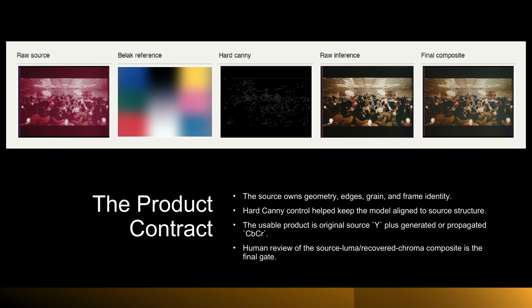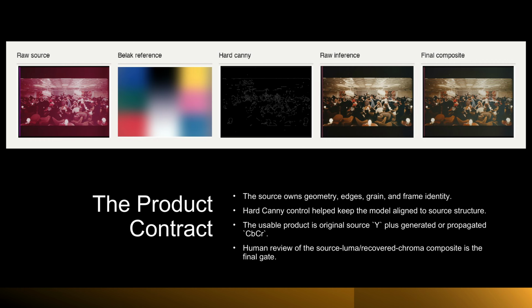This lineage board is the contract of the workflow. Source, structural control, raw inference, and final composite. The source has to own the geometry, the edges, the grain, and the frame identity. The model is not allowed to become the owner of the image. This is where hard-canny became useful, because it gave the model a stronger structural anchor. We also had to understand the path that Qwen was taking, how it downscaled the image to accepted resolutions, how inference happened there, and how to invert that path back to the source geometry.